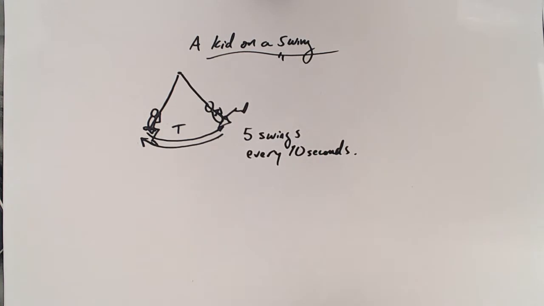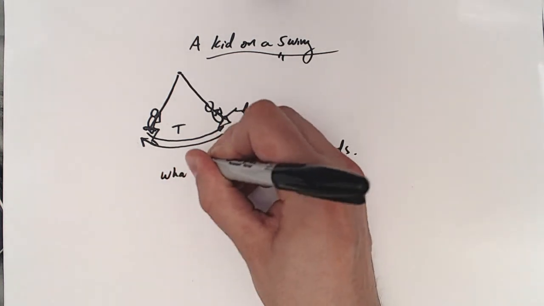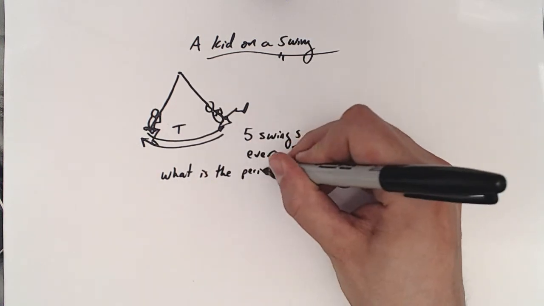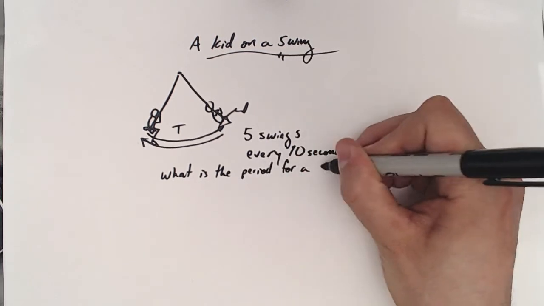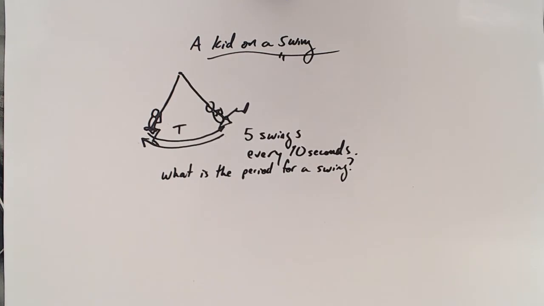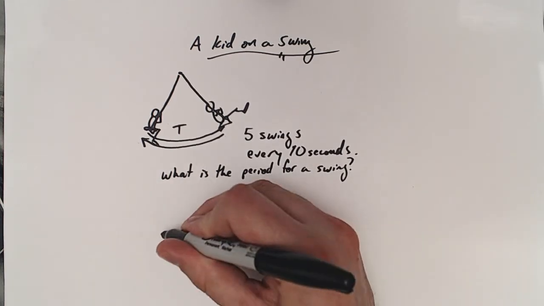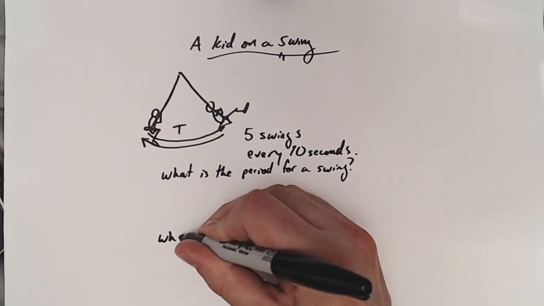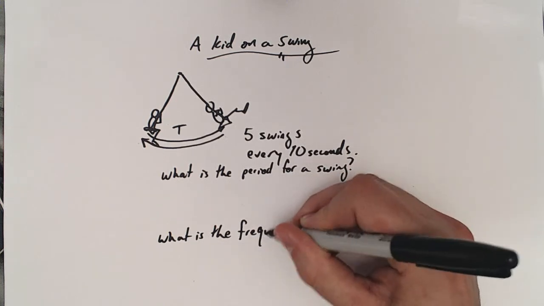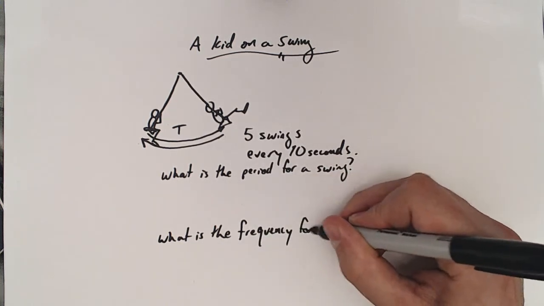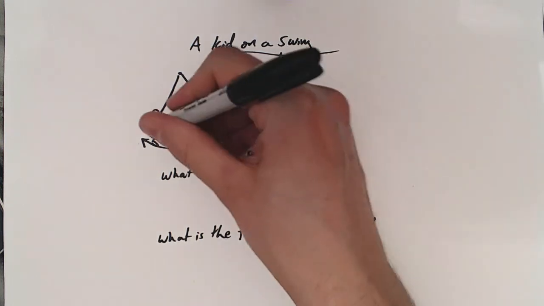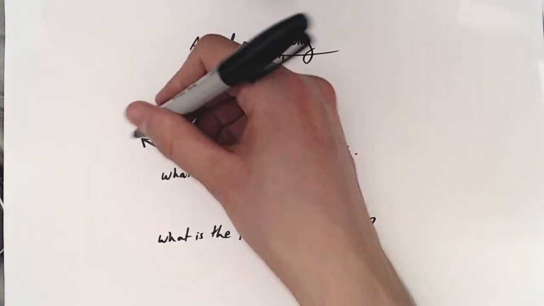So here's the question. What is the period for a swing? In other words, how many seconds does it take for one swing to occur? And then the follow-up question is, what's the frequency for a swing? And by swing, I mean a complete cycle. This way, then back again.